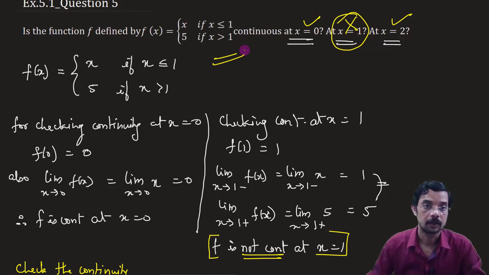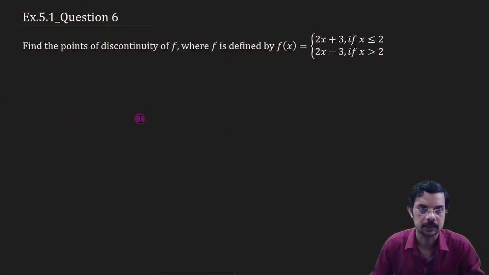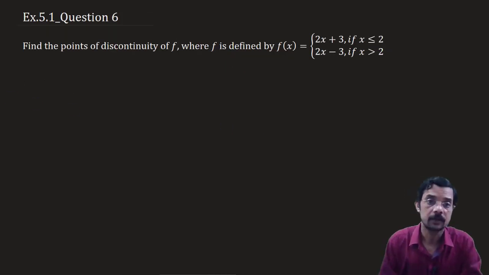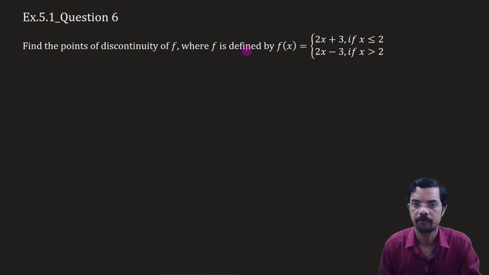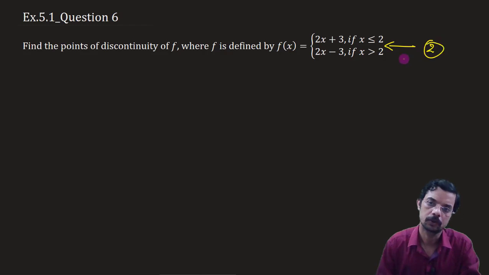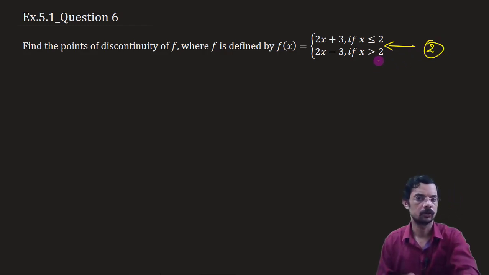Okay, we shall move on to the next question, and the next question is question number 6. We need to find all points of discontinuity of the function f, where f is defined by f of x equal to 2x plus 3 if x is less than or equal to 2, and 2x minus 3 if x is greater than 2. Here clearly the function breaks at x equal to 2. Okay, it breaks at 2, correct? So therefore we will focus on that point.